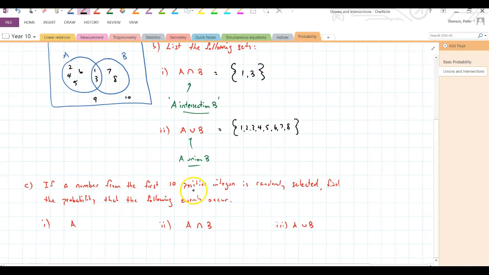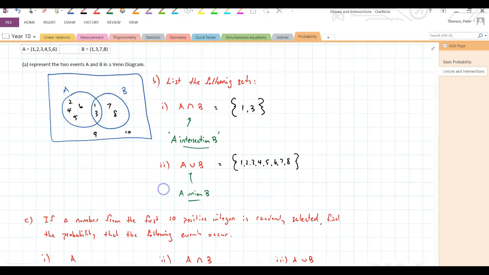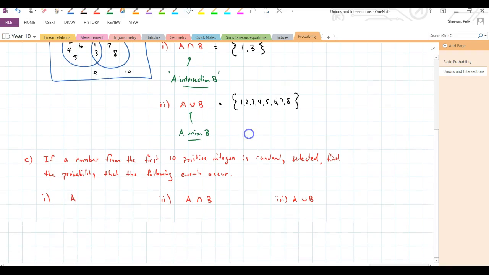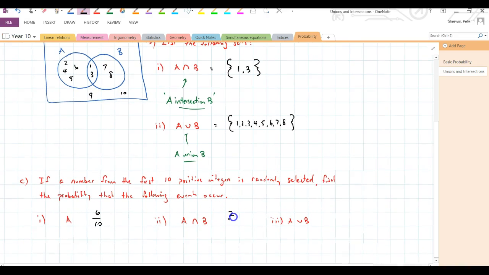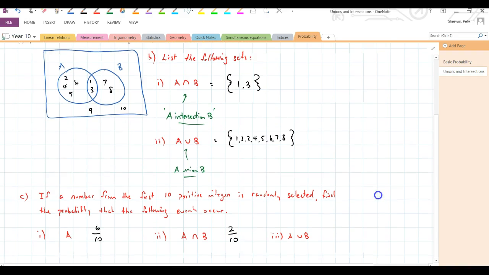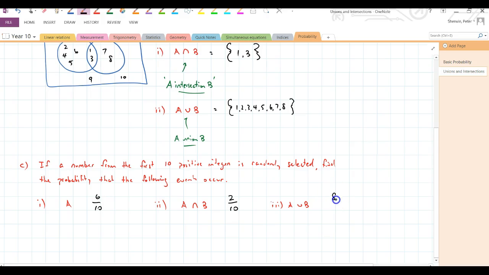If a number from the first 10 positive integers is randomly selected, find the probability that the following events occur. A occurs. So what we do is go in here and have a look at A. There are 1, 2, 3, 4, 5, 6 elements that belong to set A out of a possible 10. So we would write down 6 over 10 here. A intersection B: well, there are 2 in the A intersection B zone. 2 out of 10 is our probability of that happening. A union B: 1, 2, 3, 4, 5, 6, 7, 8 out of 10 is our probability that will happen.